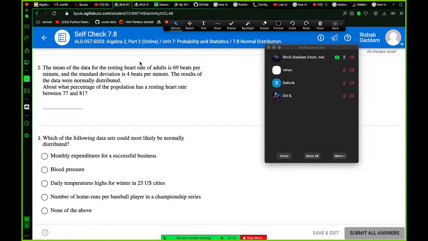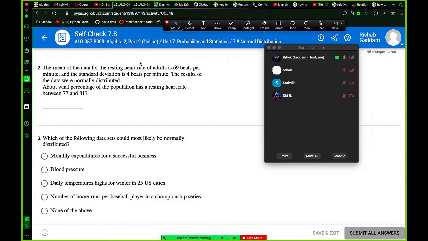The mean of the data for the resting heart rate of adults is 69 beats per minute, and the standard deviation is 4 beats per minute. About what percent of the population has a resting heart rate between 77 and 81? So if you want to do this one, then raise your hand in the participants list. Okay, so it seems like nobody wants to do this one.